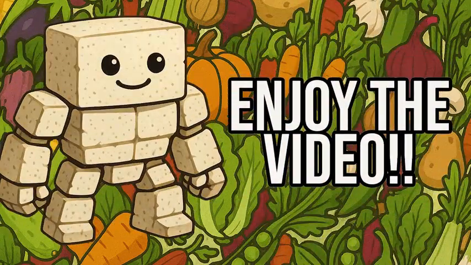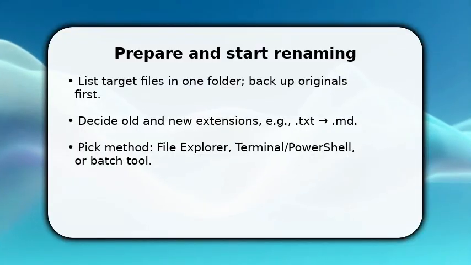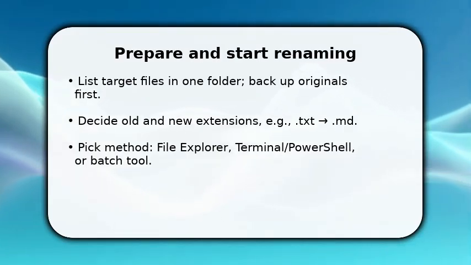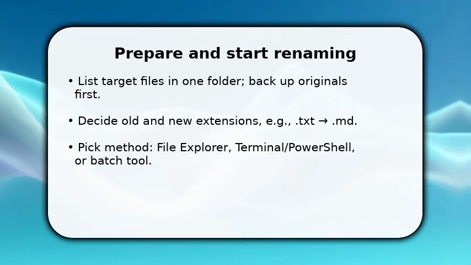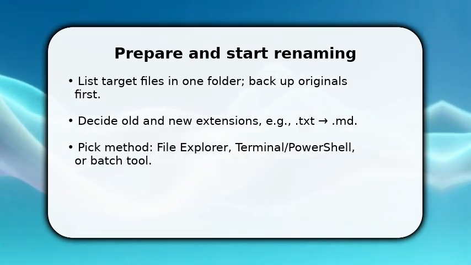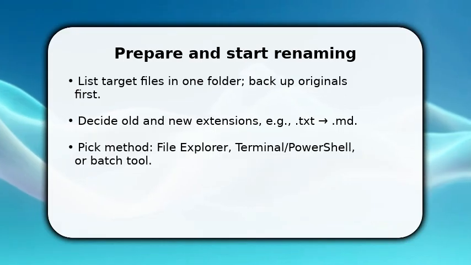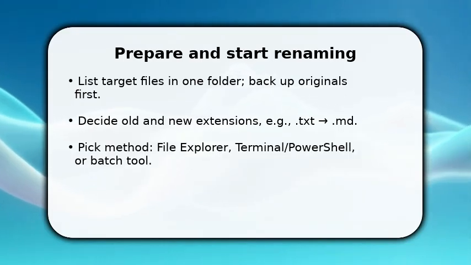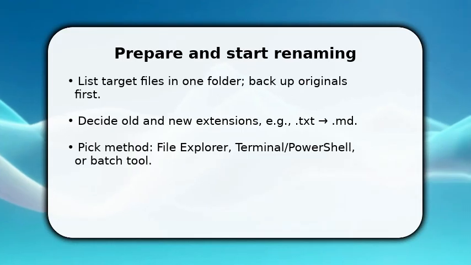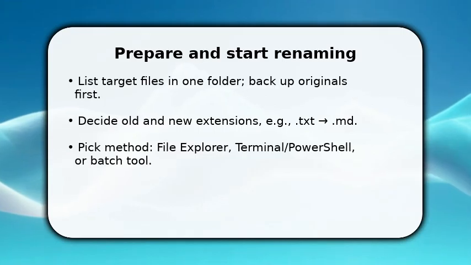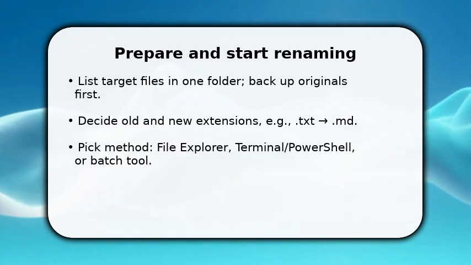Please enjoy the video. You begin by gathering every file into a single folder and making a quick backup. This protects you if something goes wrong. Once done, identify the current extension you want to replace and the new extension you need. Make sure to choose the method you'll use: graphical batch rename for a few files, PowerShell or Terminal for automation, or a dedicated batch tool for complex patterns.